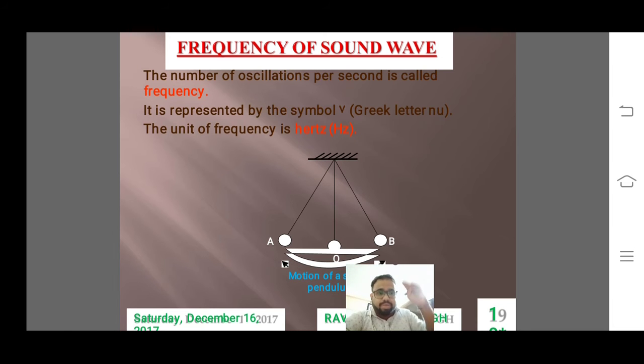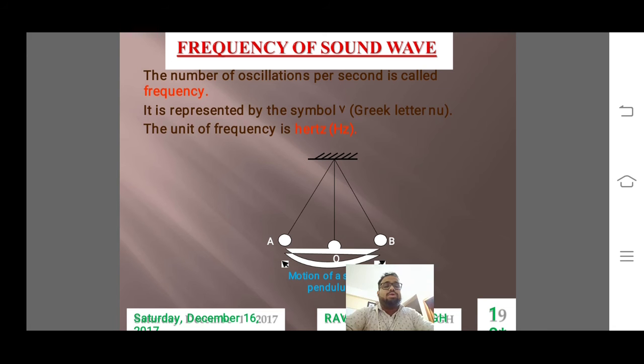And more the time period, means time taken for one oscillation is much, so the frequency will be less. Because if you are taking more than 1 second, the frequency will be less. Because frequency means number of oscillations in 1 second.